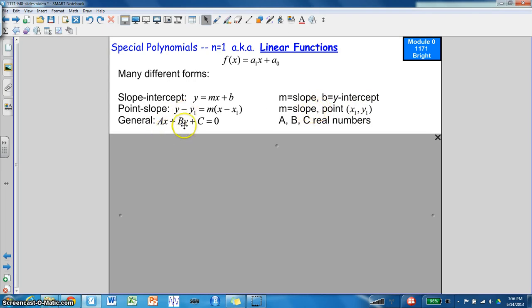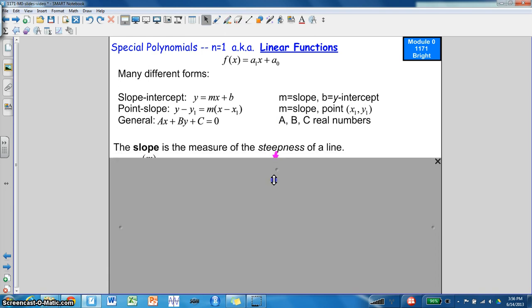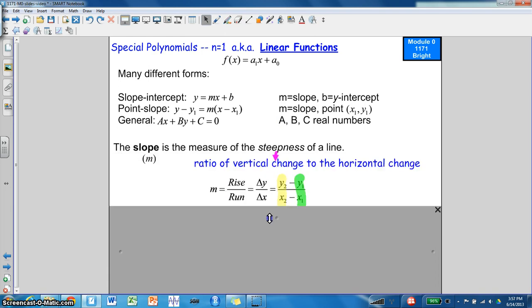General form is ax plus by plus c is equal to 0, where a, b, c are real numbers. This one is not immediately useful to us right now. If you continue on in mathematics, when you study matrix theory, it'll come in handy there.